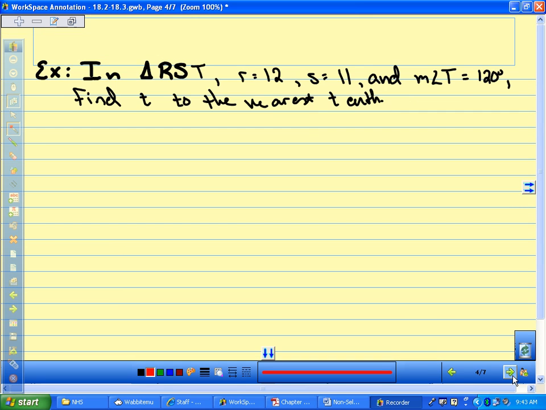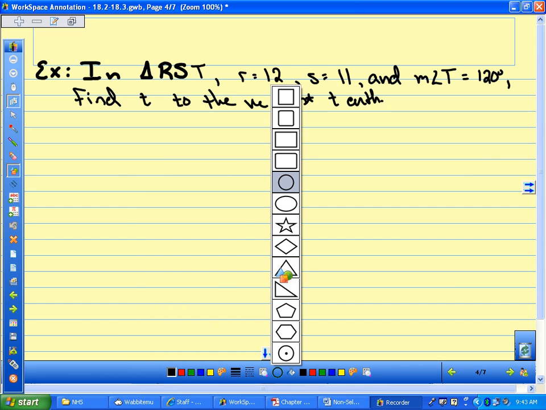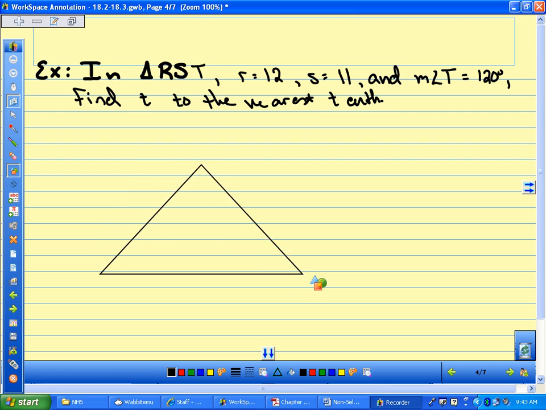Just like with our probability formula, we will always write the formula, then substitute and solve. There is going to be a step-by-step procedure on all these triangle problems that you need to go through. So you've got a triangle RST. Does it matter that it's not ABC? No, we can have any three letters representing the vertices. They're telling me that side R is 12, side S is 11, and the measure of angle T is 120. They want me to find side T. What's the first thing I need to do here? We need to draw and label this triangle. Okay, so here's a triangle.